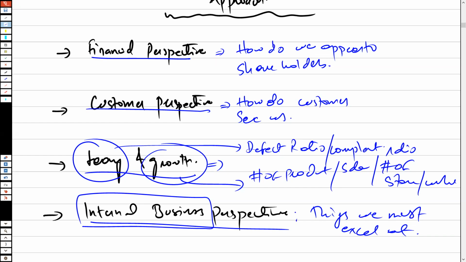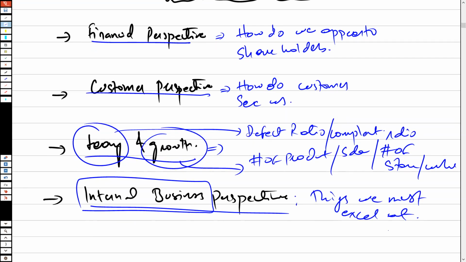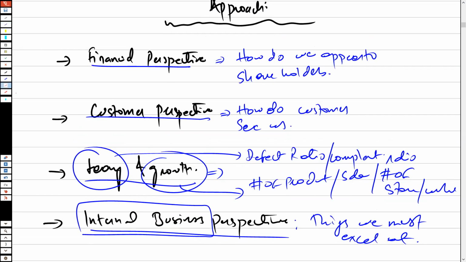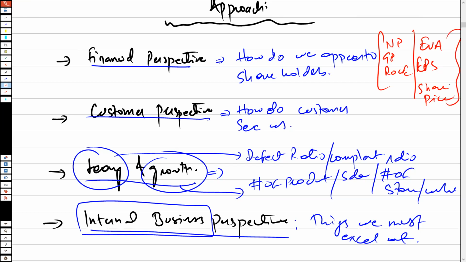When we talk about the concept of the balanced scorecard in any specific organization, you have to measure these four aspects, and therefore you have to introduce different types of performance measures for them. For the financial perspective, that could be the NP profit, NP margin, GP margin, ROCE, economic value added, the EPS of the company, or the share price.